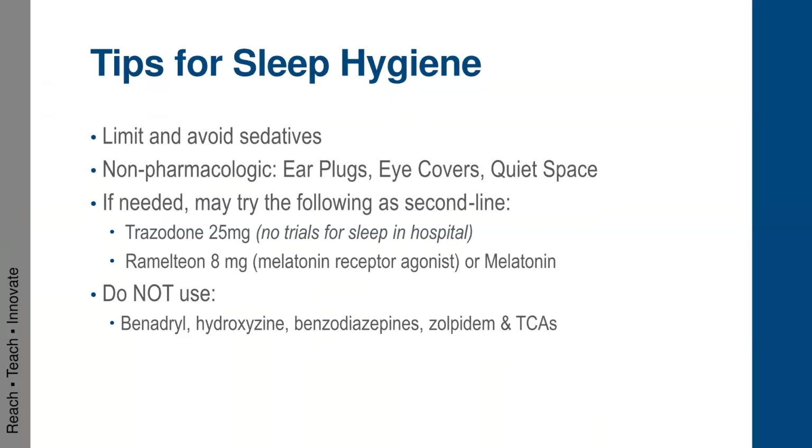If needed, as a second line, you may try medications. At our hospital, we use Ramelteon, which is a melatonin receptor agonist, or you may use melatonin if it's available at your hospital, perhaps 3 milligrams at night to help with the day-night cycles. Trazodone has been recommended frequently in the past at low doses of 25 milligrams for sleep. There have been no trials for using this as a sleep aid in a hospital setting. Thus, this is really based on expert opinion and anecdotal evidence, but it is another second-line agent which might be used.